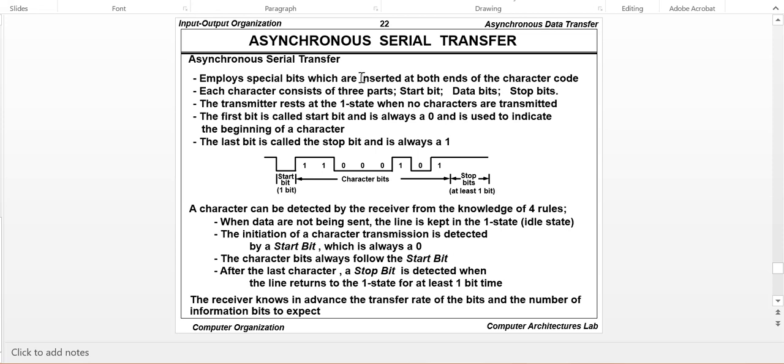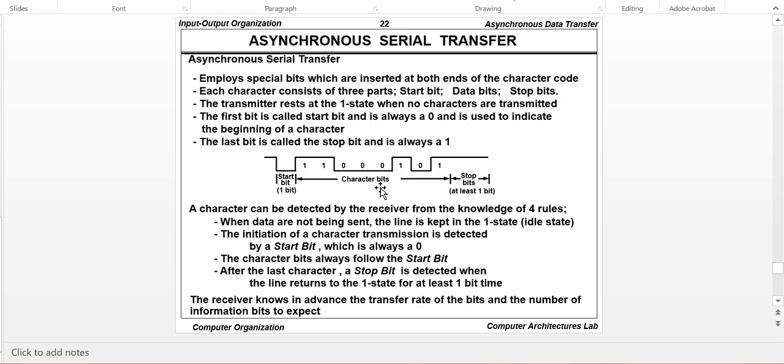Now, how does asynchronous serial transfer take place? So we saw it is asynchronous, which means there is no common clock which synchronizes the data transfer. And it is a serial transfer. What do you mean by serial transfer? All the data bits are not transmitted at the same time. It is transmitted one after the other.